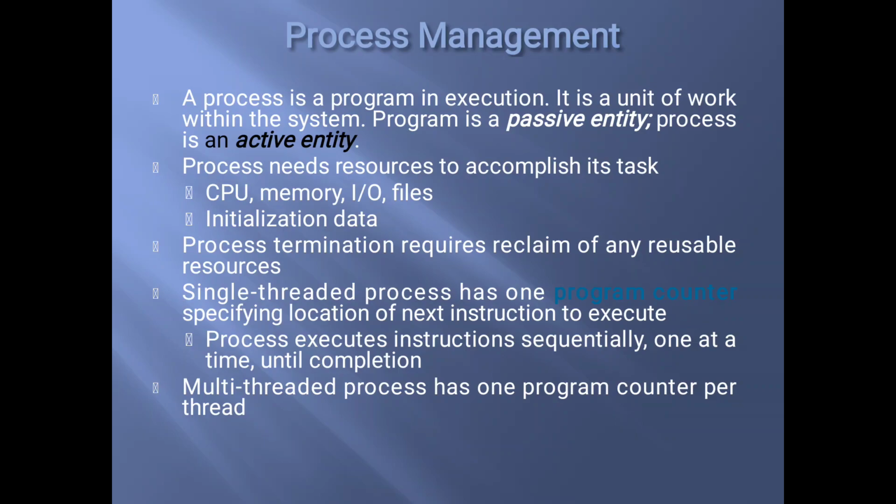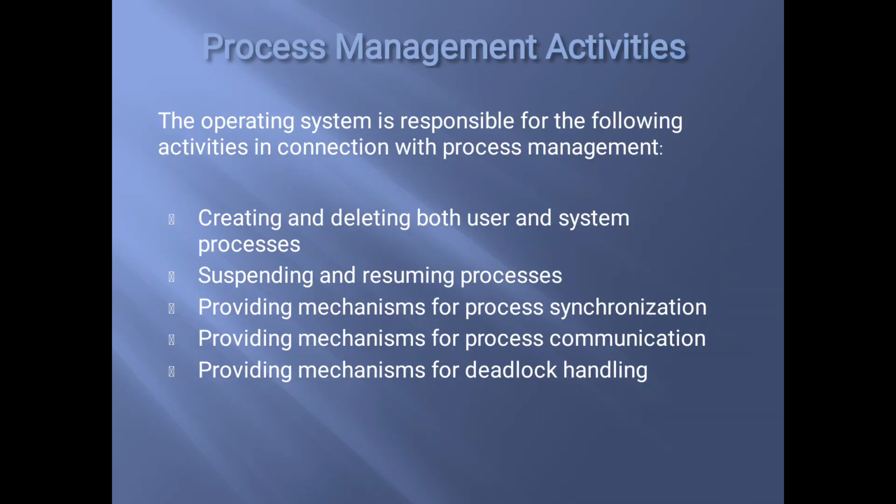A process needs resources to accomplish its task. These resources are CPU, memory, I/O, files and initialization data. Process termination reclaims any reusable resources. A single-threaded process has one program counter specifying the location of the next instruction to be executed. The process executes instructions sequentially, one at a time, until completion. A multi-threaded process has one program counter per thread.